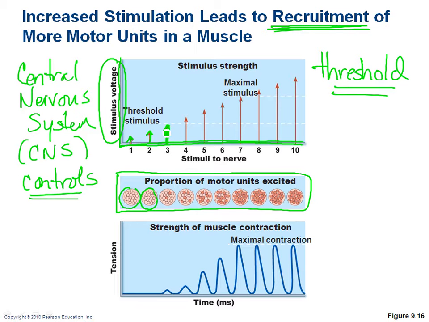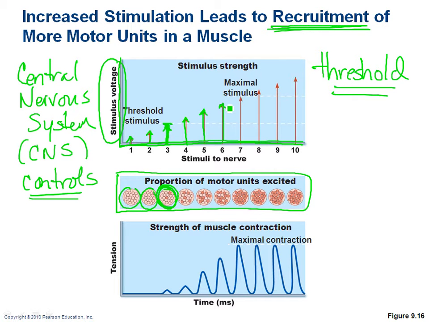But notice here, when you get to number 3, there's been enough stimulation from the central nervous system for some of the motor units to reach threshold. So they're stimulated, and the muscle fibers within those motor units contract and relax. Now notice when you keep applying more and more stimulus to these motor units, more and more motor units become recruited.